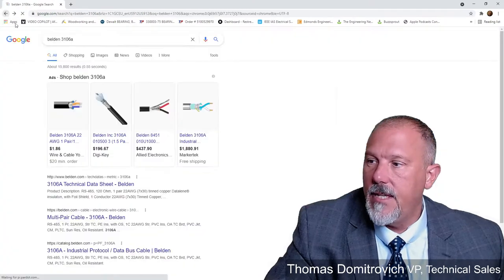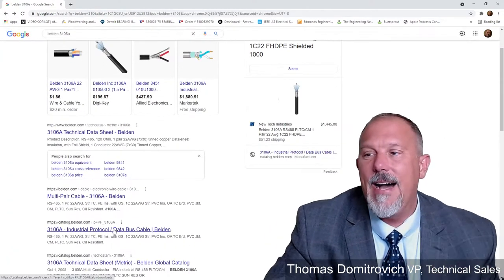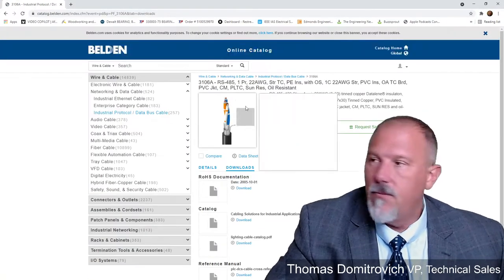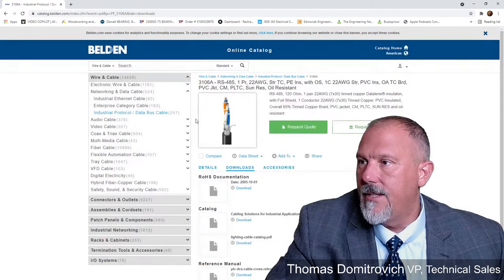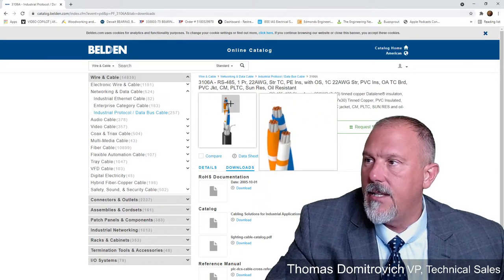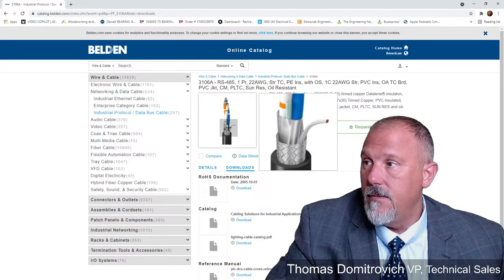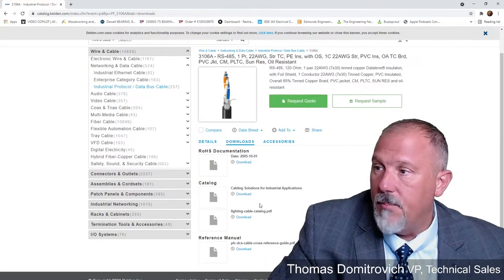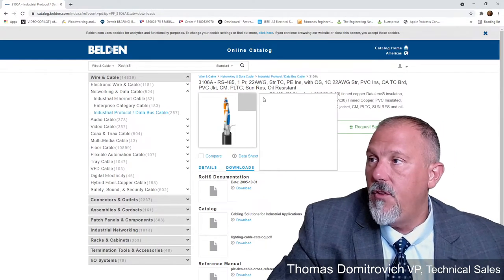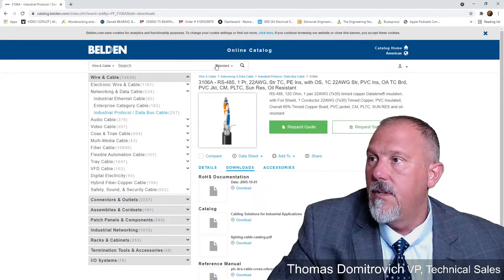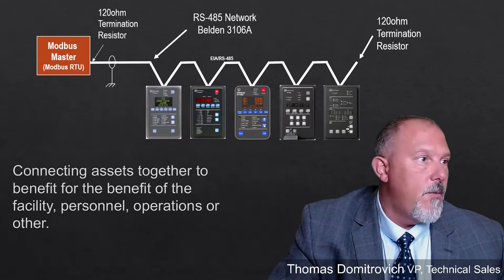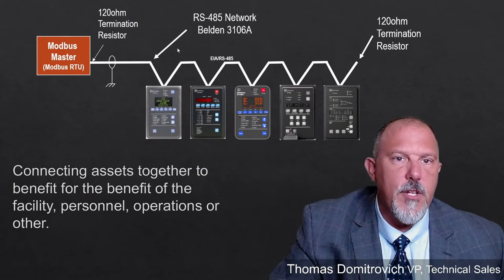Page not found. Look at that. This is how you know you're live. Let's try this one. There we go. Belden wire. There's a picture of it. I've got to tell it where I'm at. 3106A. And look, there's actually three conductors in this one. I believe you can get this in different types, whether it's two wire, three wire, etc. So the 3106, and I think there's another catalog number as well.